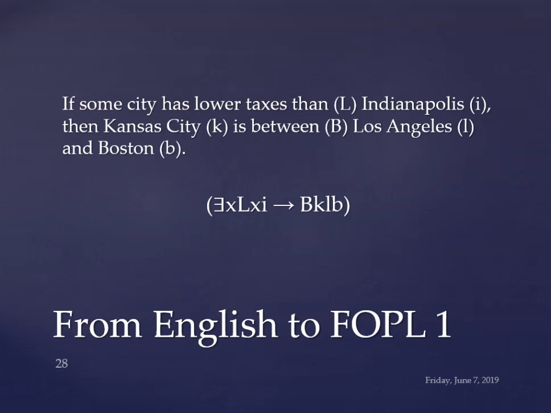So when we're translating, when it's all said and done, it's going to look like this. There is some X such that X has lower taxes than I, only if, or you could say if then, let's actually start it that way. If there is some X such that X has lower taxes than I, then K is in between L and B, okay? That is how it is translated.